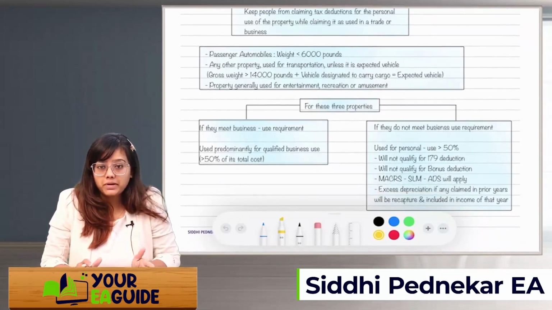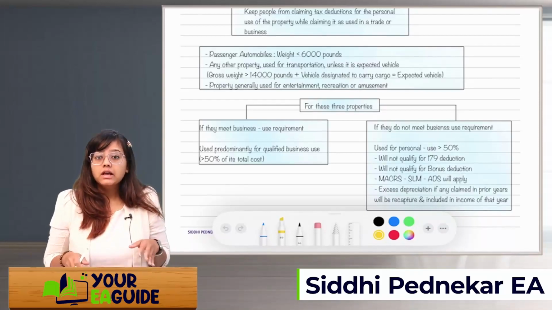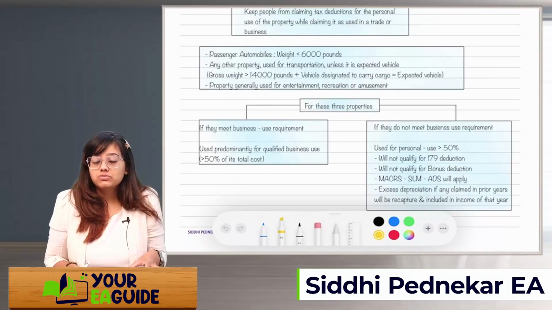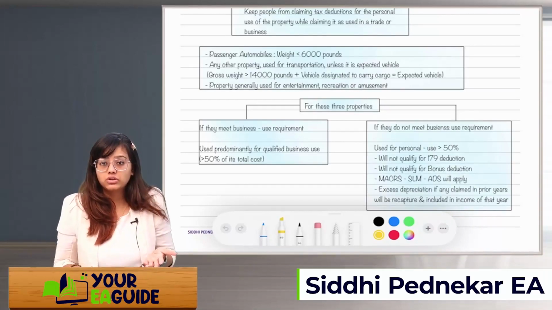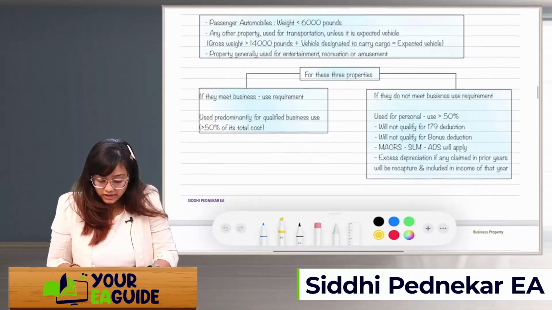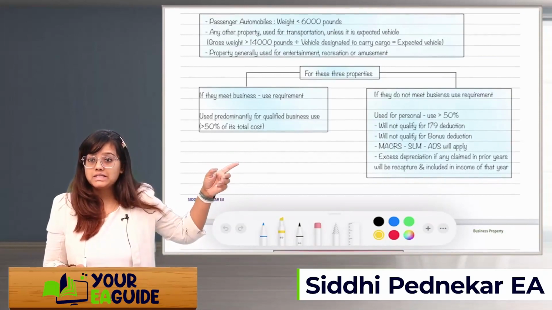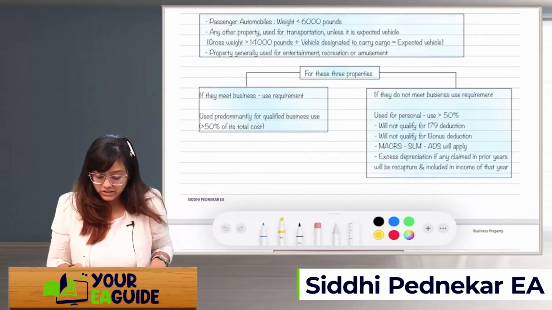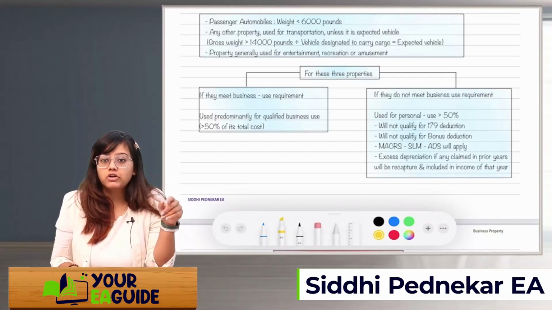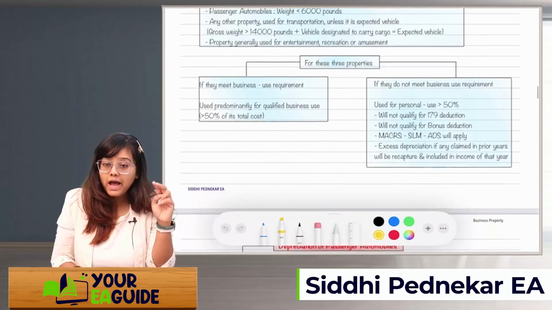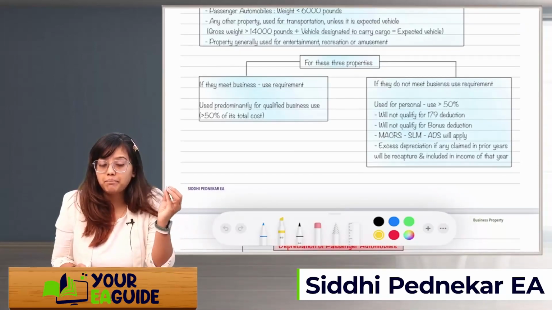For these three properties, if they meet the business use requirement, right? And what do you mean by business use? Means it is used for more than 50% of its total use in the business purpose. If they do not meet the business use requirement, means they are used for personal use more than 50%, then what will happen? They will not qualify for the 179 deduction, they will not qualify for bonus deduction, and in the MACRS method, only SLM ADS will apply.